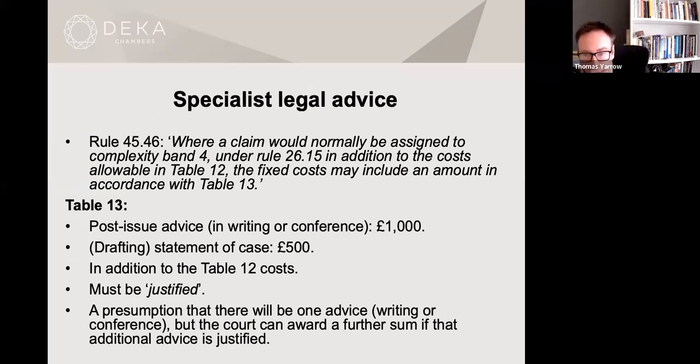So just a couple of points. Specialist legal advice, Rule 4546, where it's normally assigned to complexity band 4, so we're talking about band 4 cases here. In addition to the costs allowable in Table 12, the fixed costs may include, so it's still discretionary, an amount in accordance with Table 13. And Table 13 tells us that we can recover for post-issue advice in writing or conference of £1,000, drafting of a statement of case of £500. These go on top of the Table 12 costs, and they must be justified. The presumption is for only one advice, either writing or in conference, but the court can award a further sum if the additional advice is justified.